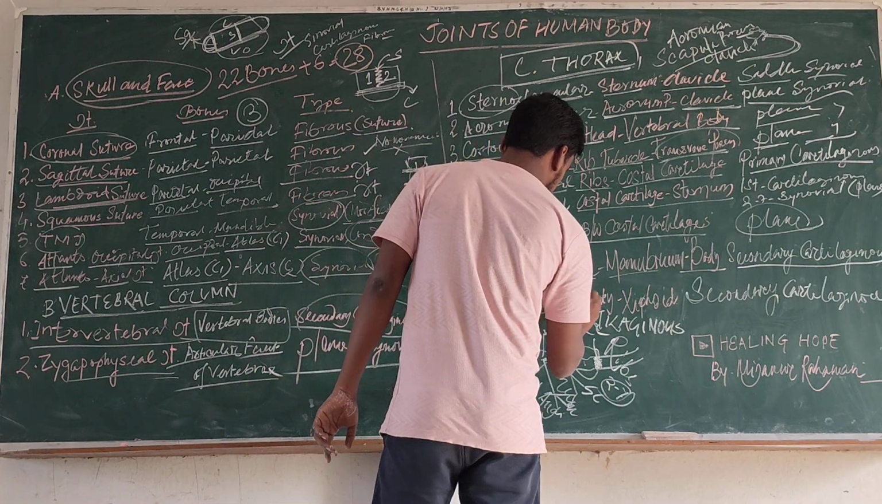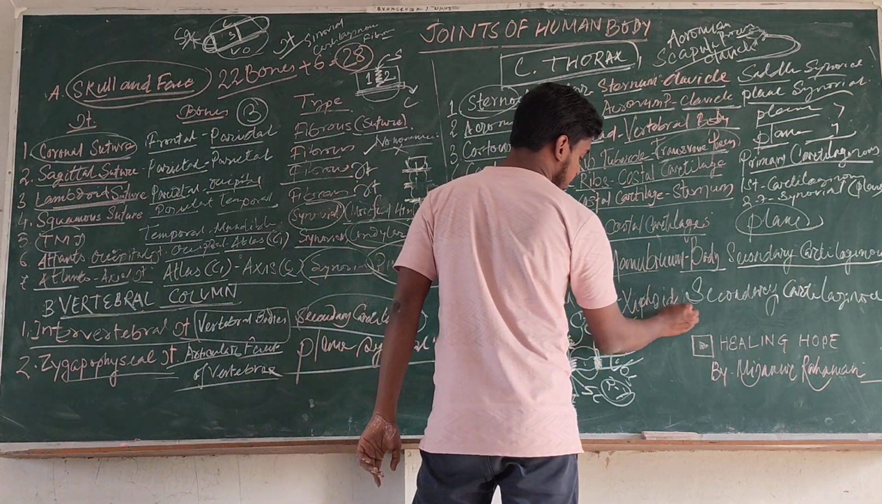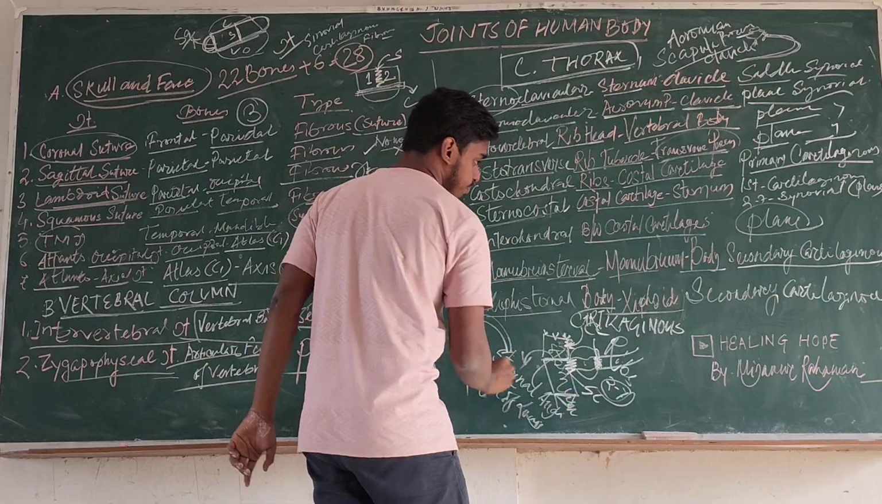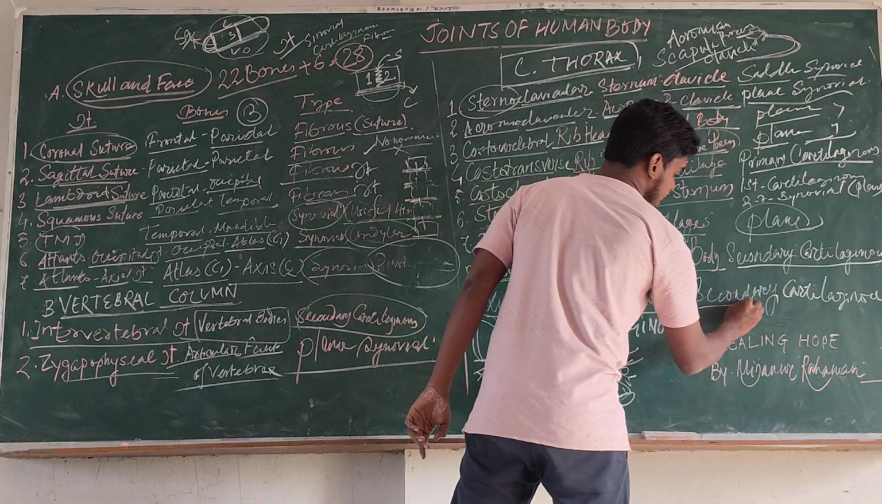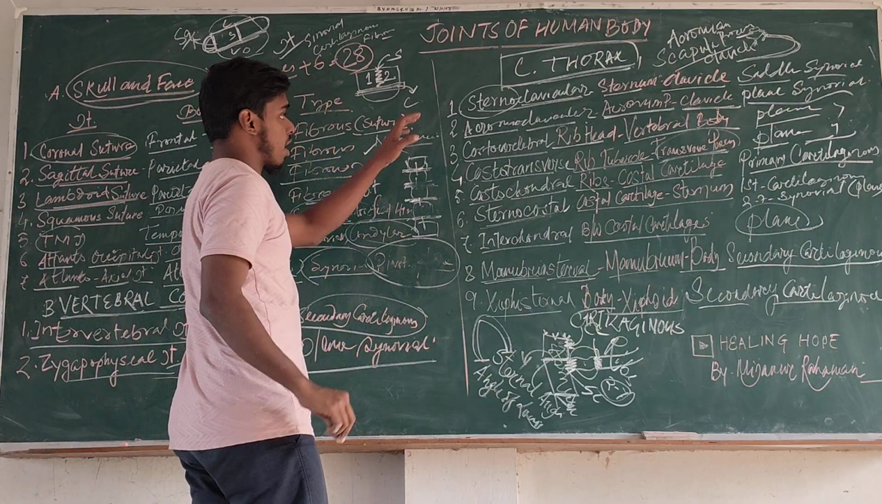Then the xiphisternal joint. The constituent parts are the body and the xiphoid process of the sternum. And this is a secondary cartilaginous joint. So to summarize, what are the joints?